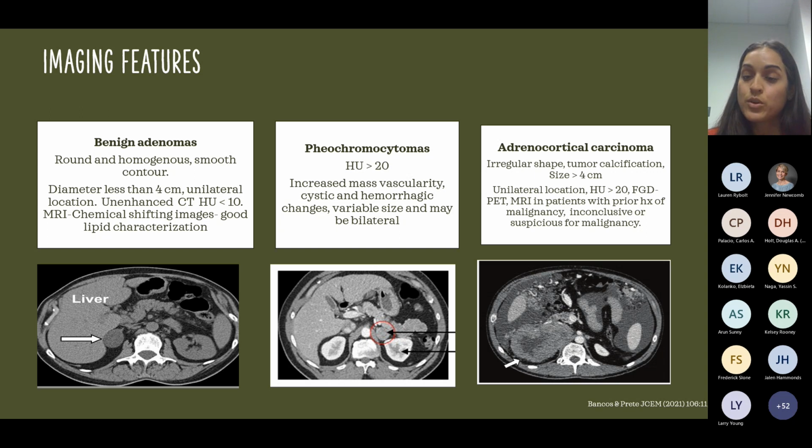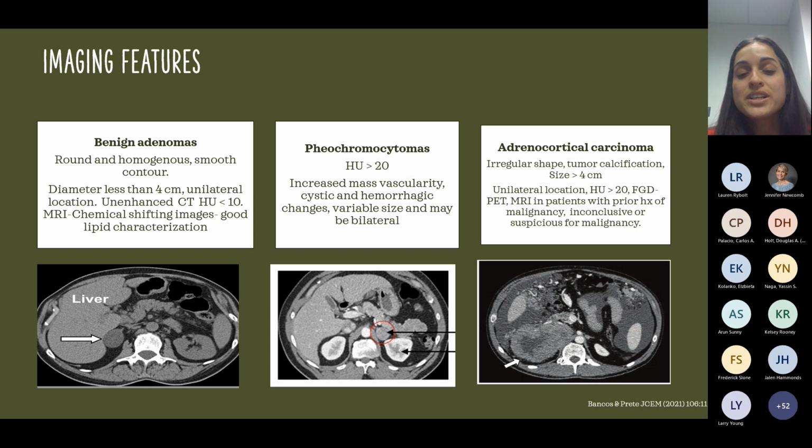Also, we can check the washout with contrast, and for benign adenomas, the washout is going to be more than 50%. In some circumstances, we can also check the MRI, which is very good for lipid characterization. What about pheochromocytomas? These tumors are going to have elevated Hounsfield units, more than 10, typically more than 20, and they are going to have a high vascularity. They can have cystic portions, they can have hemorrhagic changes, the size can be variable, and they can be bilateral in around 10% of the cases.